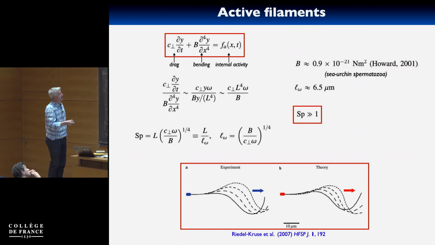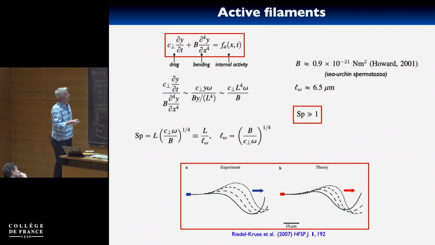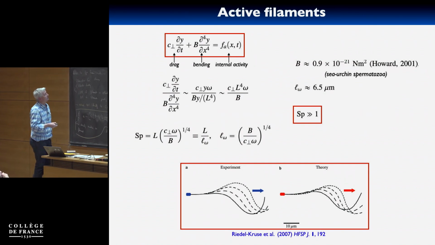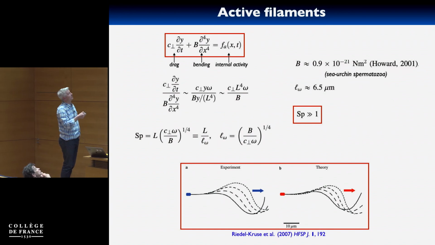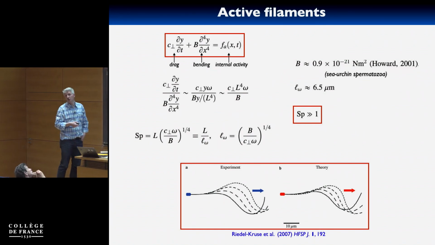Here's an example, again, I believe from the group of Frank Jülicher, where we're comparing the active filament model for experiment, also for bull sperm cells, and the prediction from theory. I just wrote down an equation, not really deriving it. This is the long wavelength version of an active filament. It has all the essence of what you need.